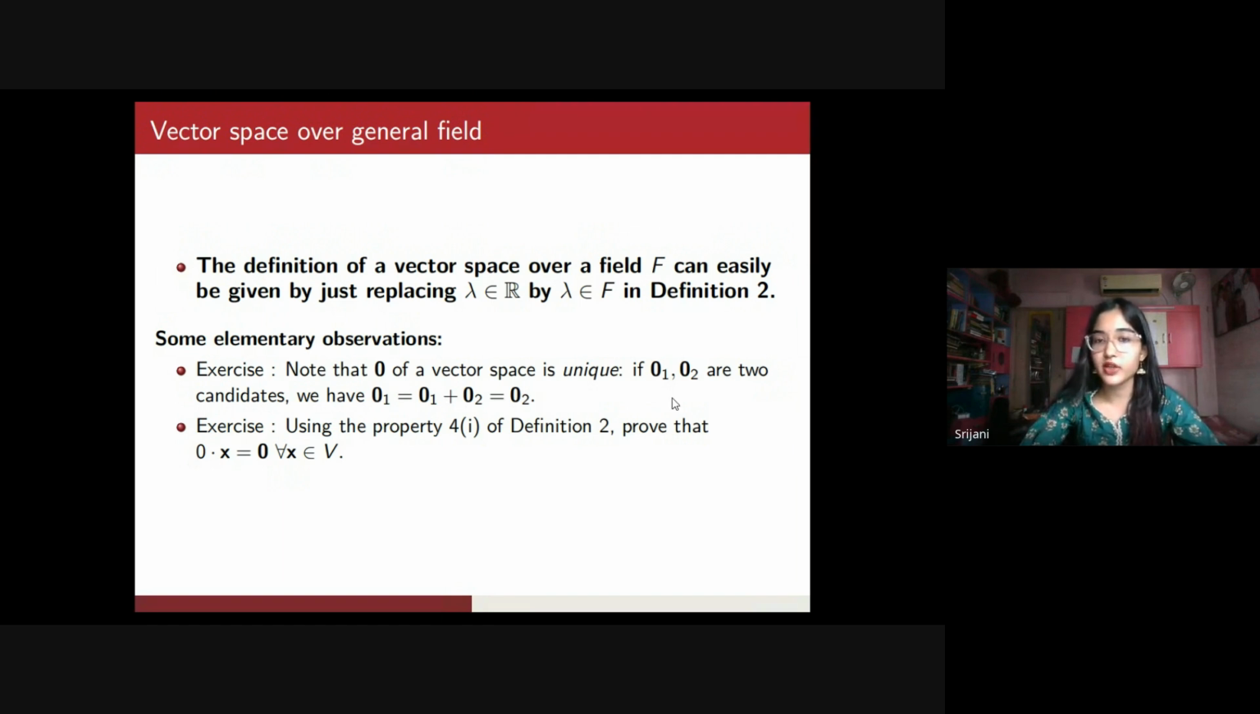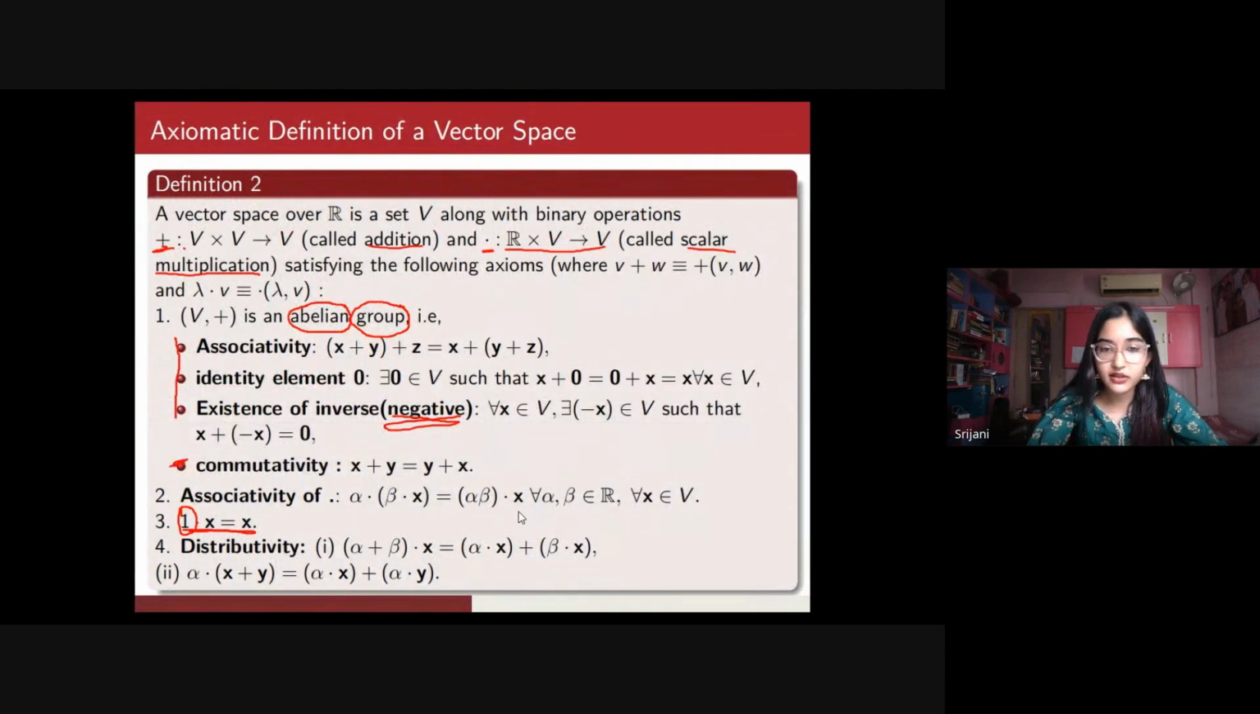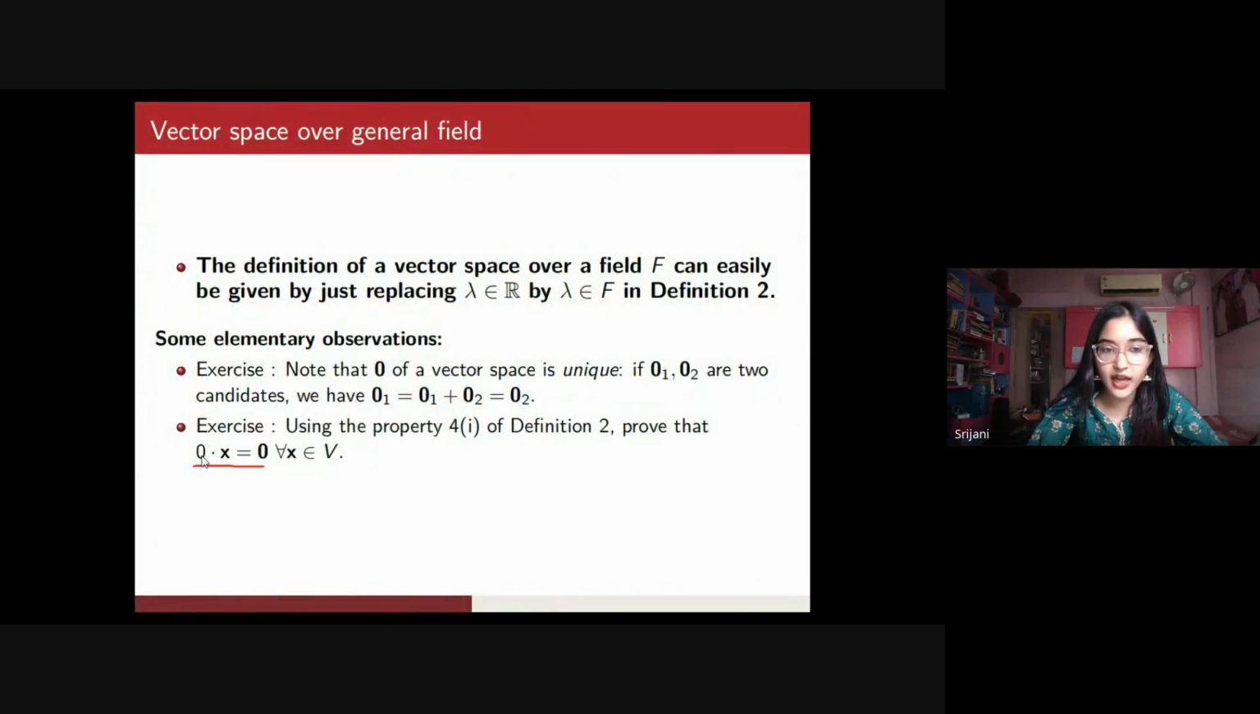So 0 is unique. Now this you can prove: 0 dot x equals 0. Observe that this 0 is not in bold, which means this is the scalar, the 0 of the field. This 0 is in bold, and this x is in bold, which means both belong to the vector space. And you can prove this using this property. Just write the 0 here as 0 plus 0 and you will get this.